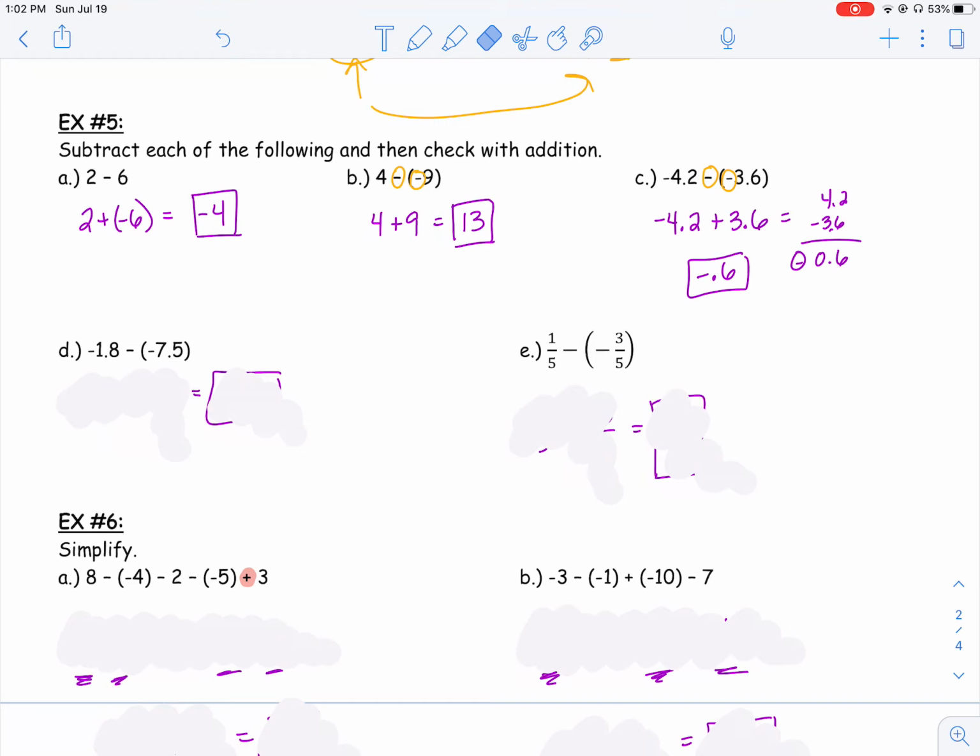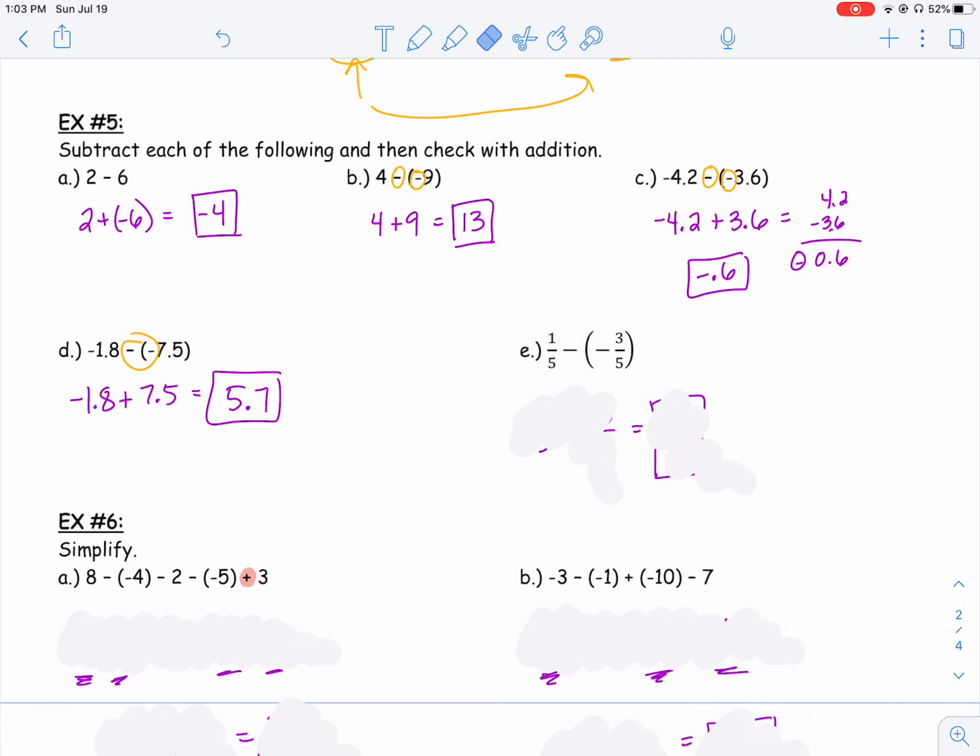Let's finish off with D and E in this example. If I have negative 1.8 and I want to subtract a negative 7.5, I could add the opposite of negative 7.5, which is positive 7.5. So now I have a problem that says negative 1.8 plus 7.5. They're opposite signs, so I can subtract and keep the sign of the bigger number. So 7.5 minus 1.8, and my answer is positive 5.7.